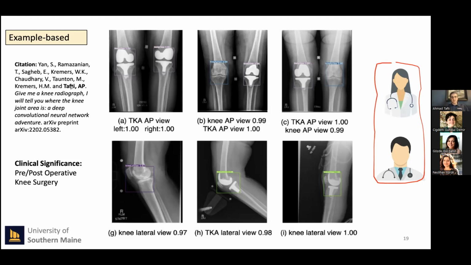And you can see that we published the work recently. At least we submitted it to arXiv. So the work is publicly and freely available at the arXiv repository. And we have this paper under review in an orthopedic journal. The clinical significance of this work is about pre- and post-operative knee surgery.